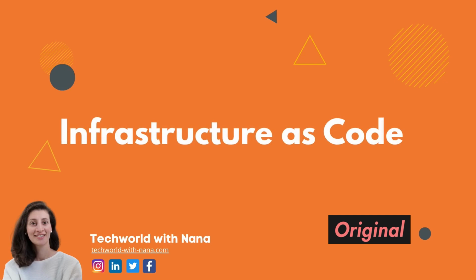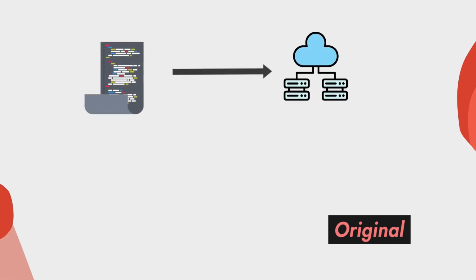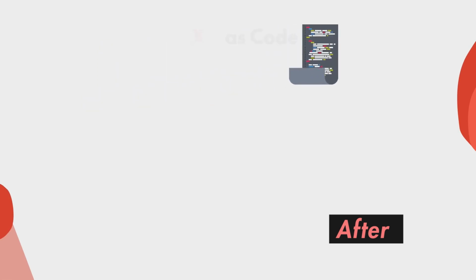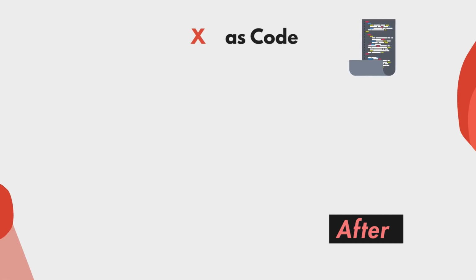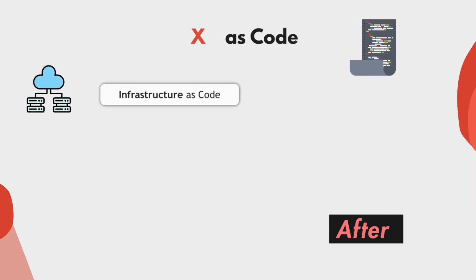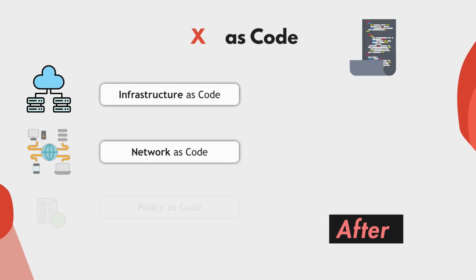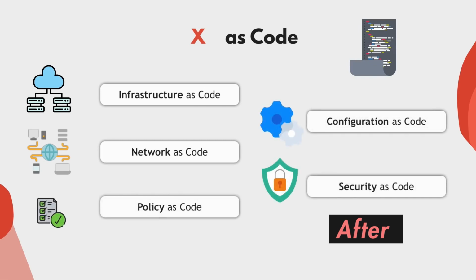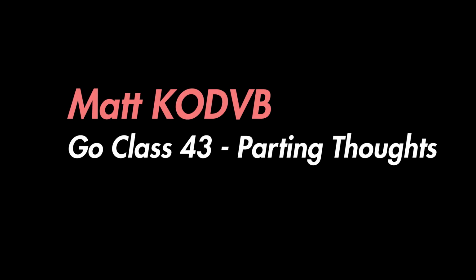So it all starts with infrastructure as code. As you know, the infrastructure as code concept is when you define your infrastructure as code instead of manually creating it. This makes our infrastructure much easier to reproduce and replicate. But note that infrastructure as code actually evolved into defining not only infrastructure, but also network as code or policy as code and configuration as code, etc. So it's not only about infrastructure anymore.